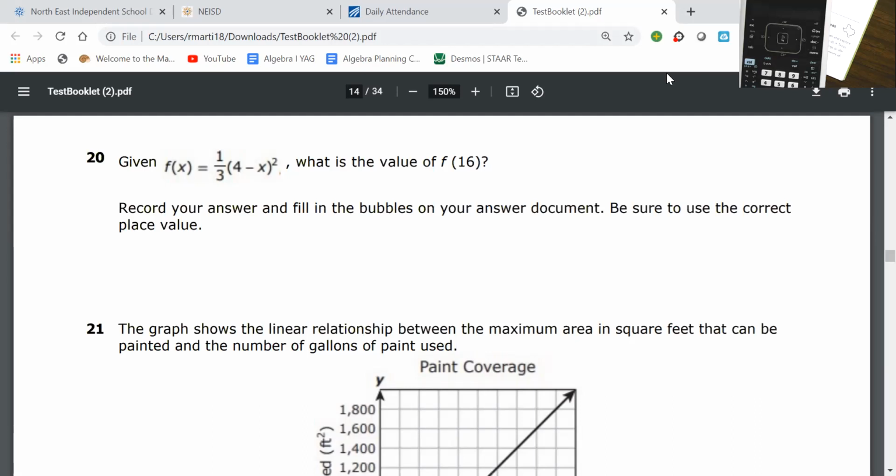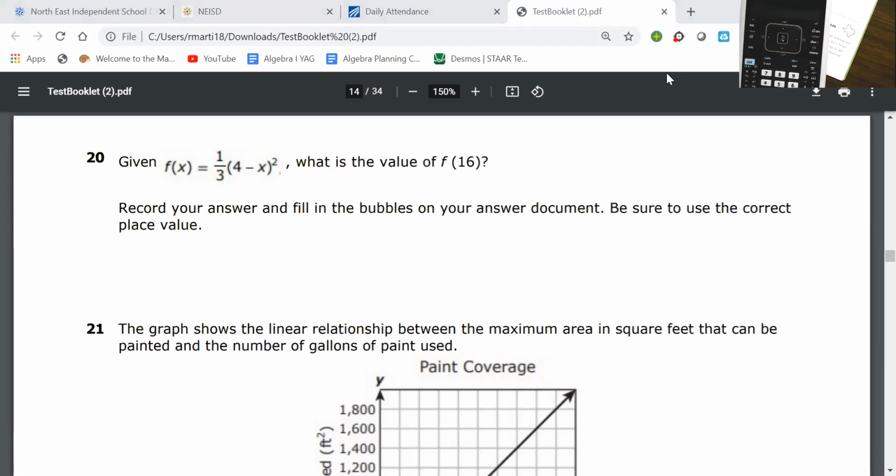So that's part of this whole prep thing, is to teach you some testmanship techniques too. Rule out the bad ones. And then if you can't go any further and you have to guess, at least now you have a 50% chance of getting it right instead of 1 out of 4. Okay.